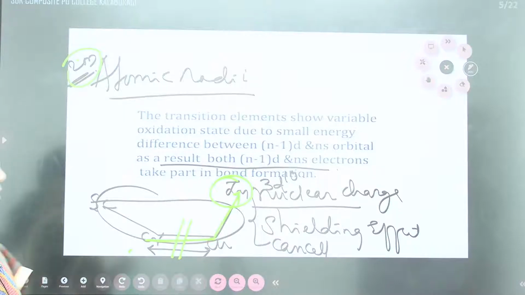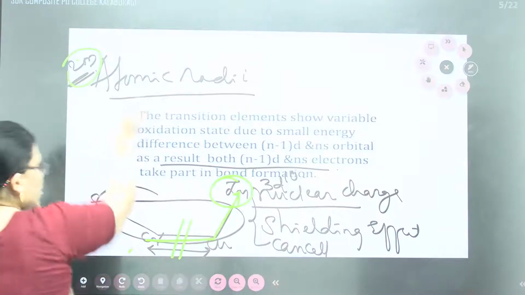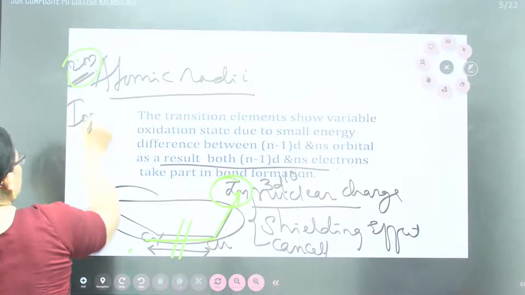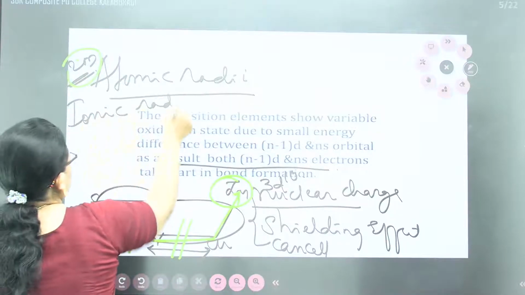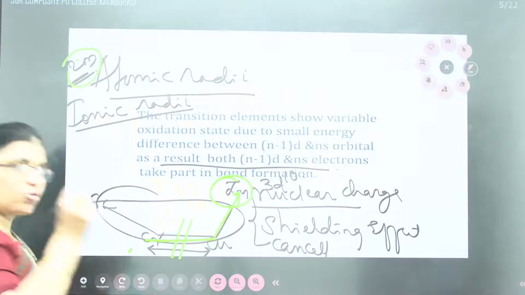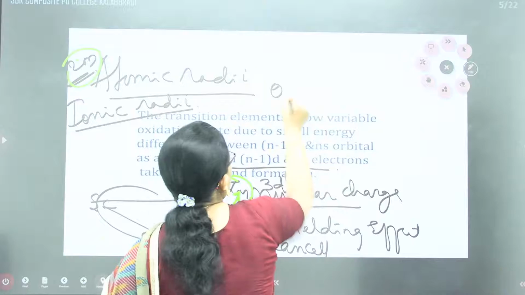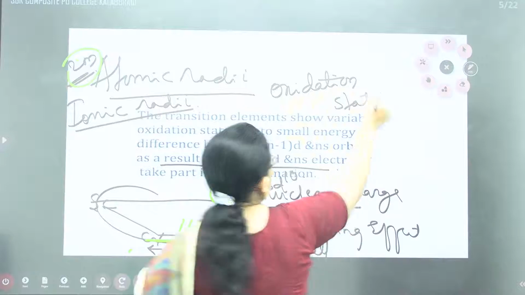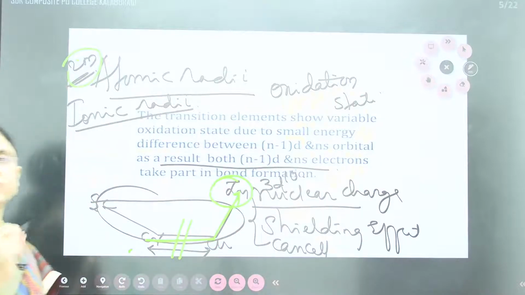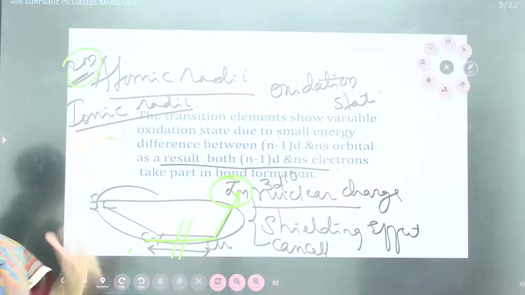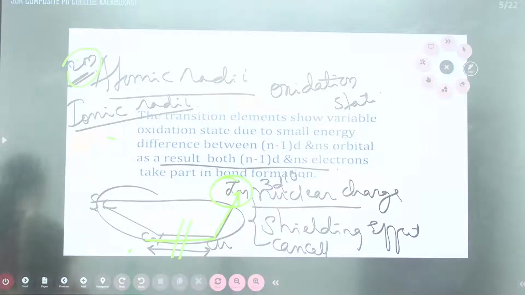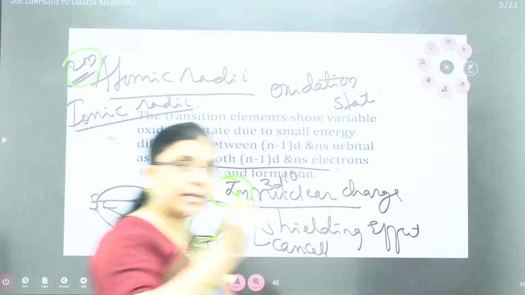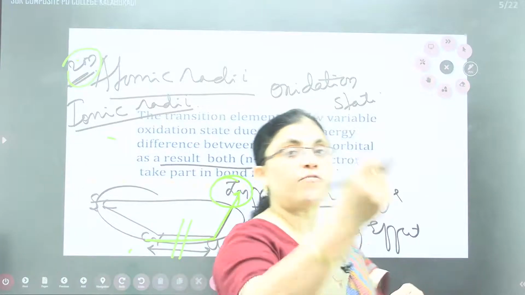Another point we need to remember is that instead of atomic radii, if we are going with respect to ionic radii, the question comes with respect to the oxidation state. When there is atomic radii or ionic radii, the question arises with respect to the oxidation state. And another point we can say is that the ionic radii decrease with the increase of oxidation state.